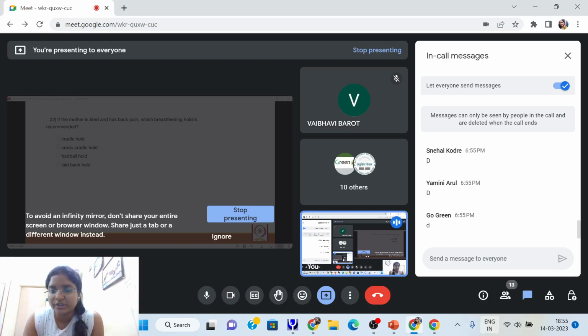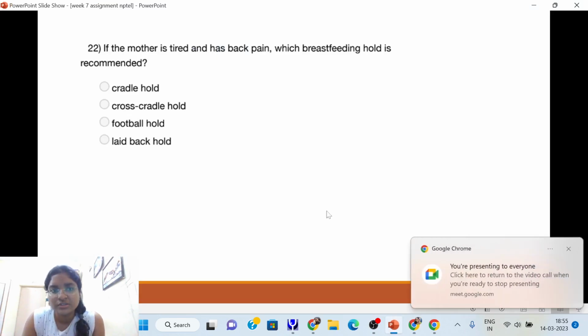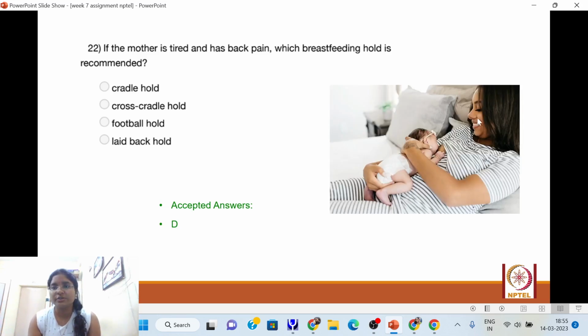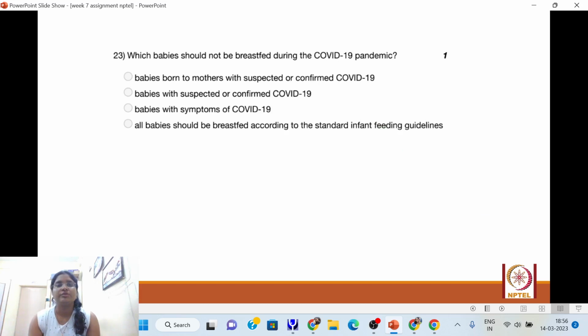Okay, let's see what is the correct answer to this question. It was a very general answer. It is the laid back hold. Here you can see if the mother is tired or having back pain, the laid back hold will give support to the back of the mother, and it will be a very comfortable position for breastfeeding as well. Right? Okay. Move to the next question.